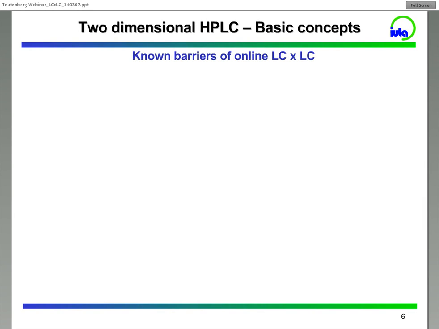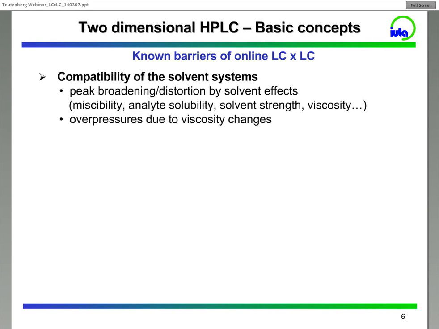Unfortunately, there are some known barriers of online LC times LC which have prevented this technique from becoming routinely used in, let's say, environmental or food laboratories. So first of all, there is this issue with the compatibility of the solvent systems. Now, you would like to use some orthogonal separation mechanisms. Many authors have used systems consisting of normal phase and reversed phase in the first and second dimension. Unfortunately, you use very different solvent systems, and the problem is that you will observe peak broadening or even distortion by the solvent effects. So this is a great problem.